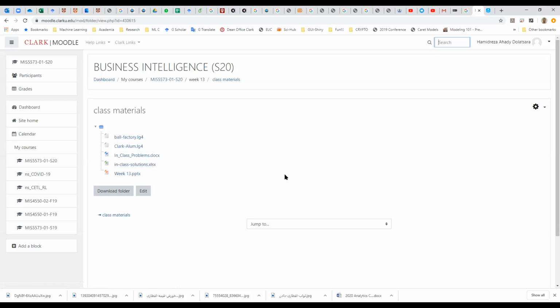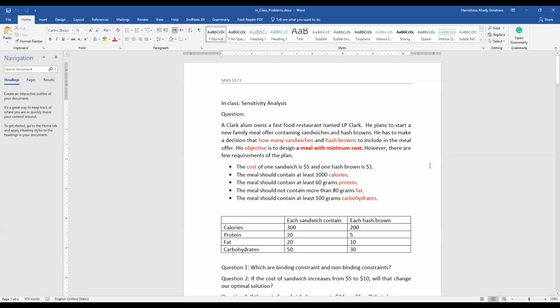Okay, so let me open one of the problems. We already had the problem before. It's about the Clark alumni who wants to make sandwiches, and he or she had some constraints. But at the end, the student or the alumni wants to minimize the cost.